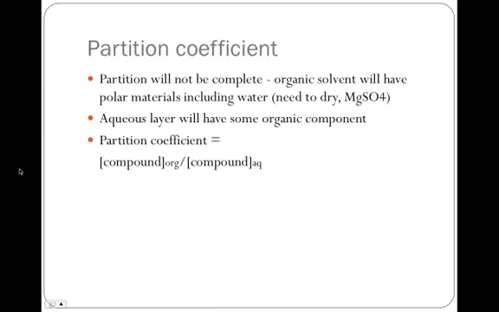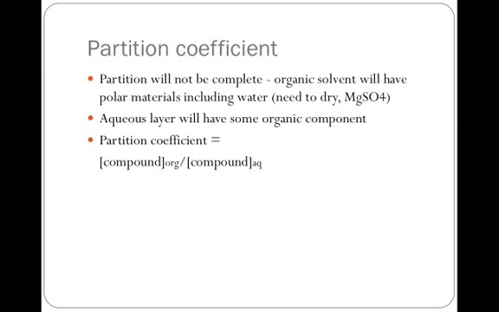When we talk about partition then, we recognize that some things are more likely to wind up in the organic layer, some things are more likely to wind up in the aqueous or water layer, but the partition is not going to be complete. The organic solvent is going to be wet, and it's also going to have some polar materials in there, and so at the very minimum you're going to need to dry this, usually using magnesium sulfate, and then use gravity filtration to get a dry solvent that has your organic material in there. The aqueous layer is going to have some organic components in it as well.